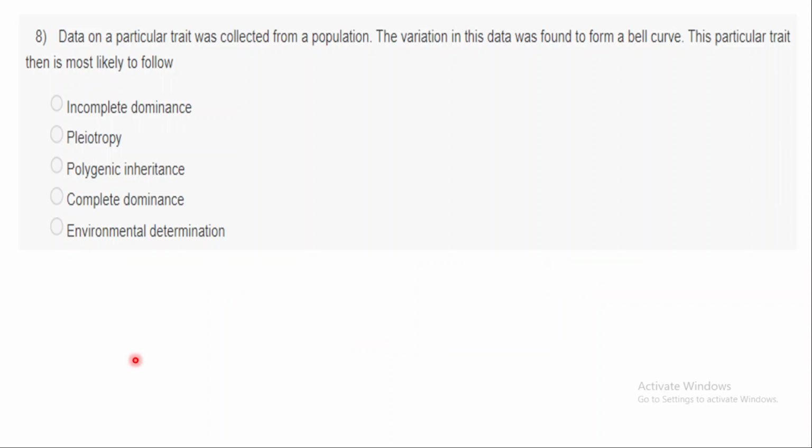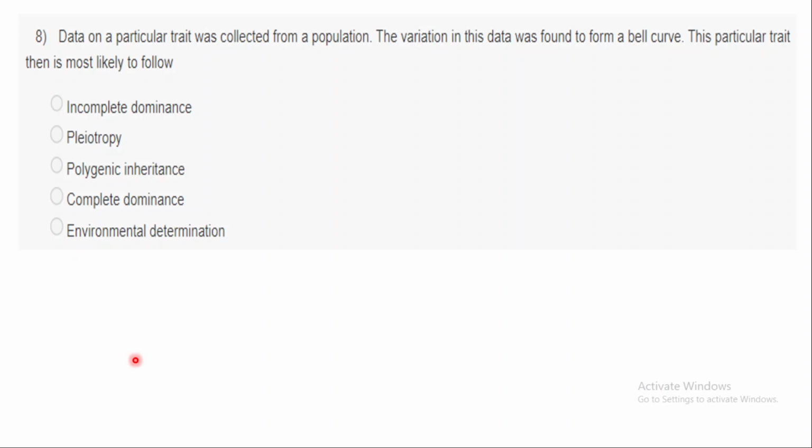Question number 8. Data on a particular trait was collected from a population. The variation in this data was found to form a bell curve. This particular trait then is most likely to follow which of the following properties? Option A, incomplete dominance. Option B, pleiotropy. Option C, polygenic inheritance. Option D, complete dominance. Option E, environmental determination.